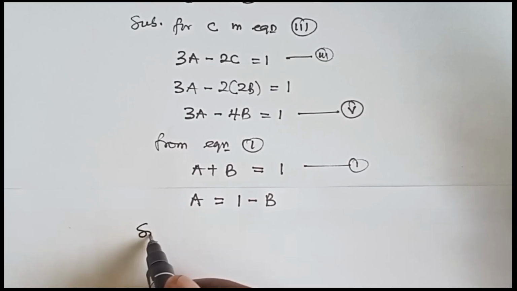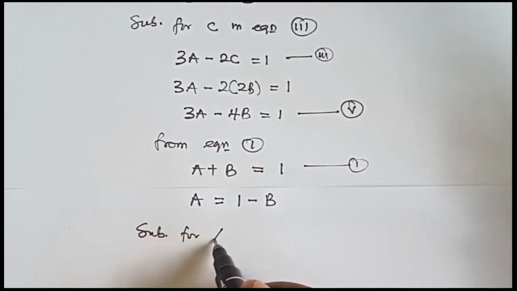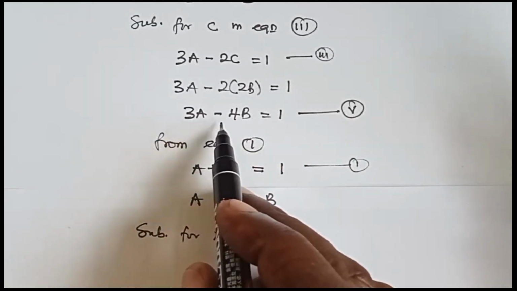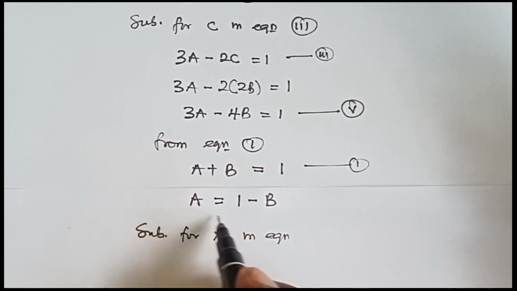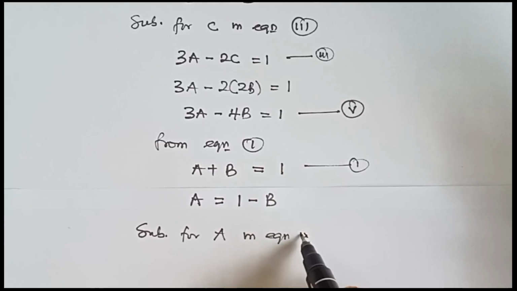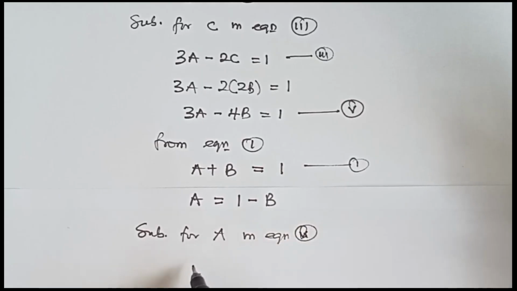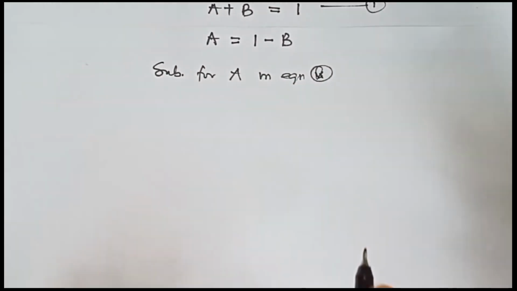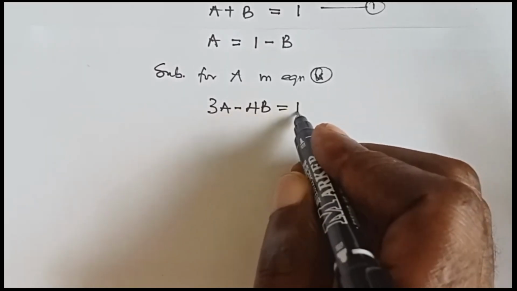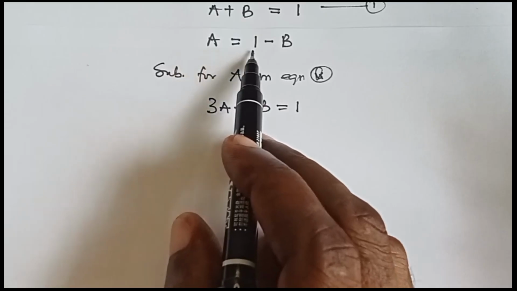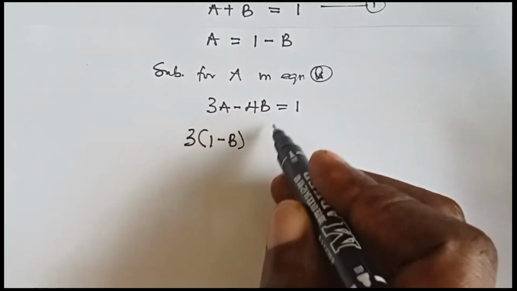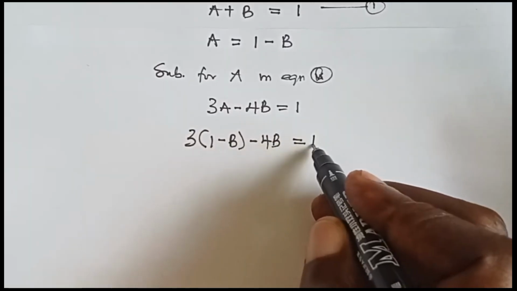And it means that we can solve for a in equation 5. In equation 5, we have 3a minus 4b equals 1. And then we have made a the subject of the formula in equation 1. We can solve for a in equation 5. Okay, and what is equation 5? Equation 5 is 3a minus 4b equals 1. Anywhere we see a, you write 1 minus b. Okay, so we have 3 times (1 minus b) minus 4b equals 1.